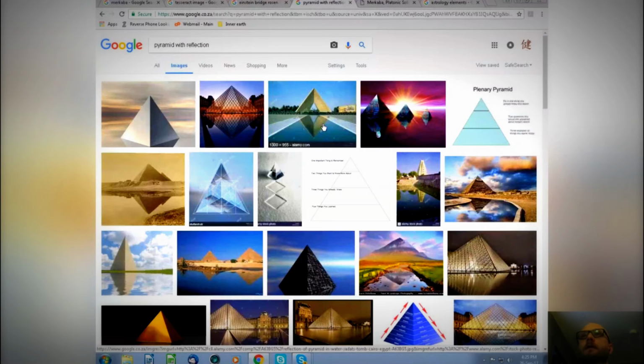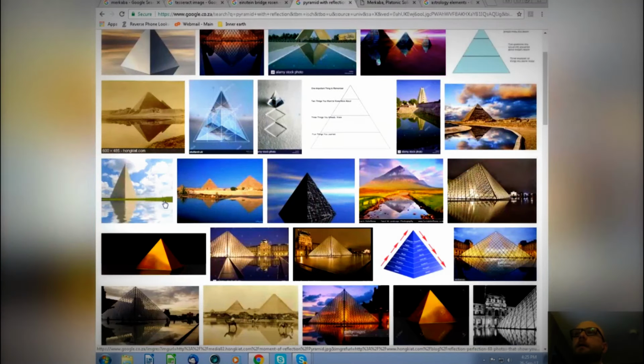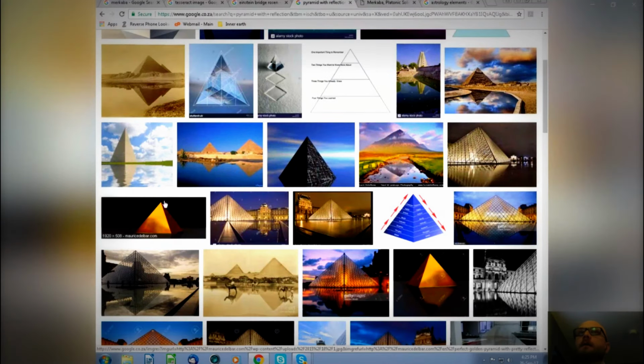Convenient, just showing with water. Okay, let's go on from there. All right, let's go into this. Let's have a look at this tetrahedron here. This is from this website: the Merkaba, Platonic solids and sacred geometry. Now we're getting heavy maths and heavy science.